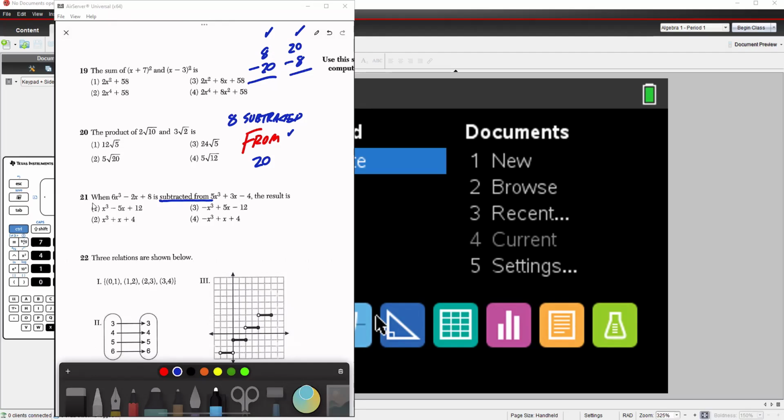But the problem is, if you do it this way, you get a negative 12. If you do it this way, you get a positive 12. And this is the answer that you should get. Some of the students are messing up on the direction of what's being subtracted from which.